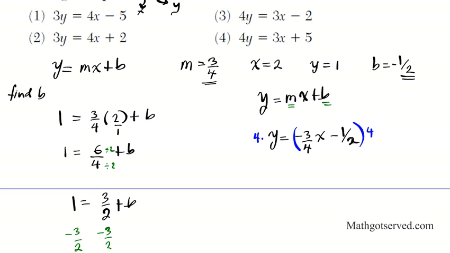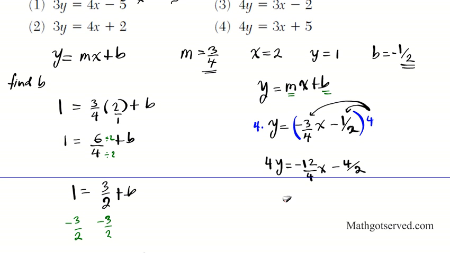So if I multiply by 4, I'm going to have 4y equals, now I'm just going to distribute this 4 to that, which will give you negative 12 over 4x, and then distribute this 4 to the negative 1/2, which is negative 4 over 2. Okay? Simplifying it further, we're going to have 4y equals negative 3x minus 2.